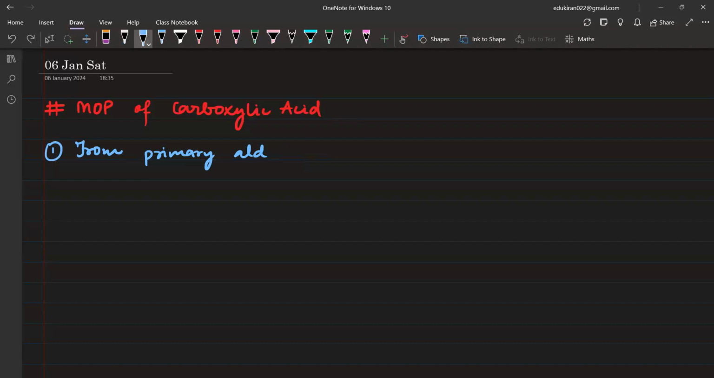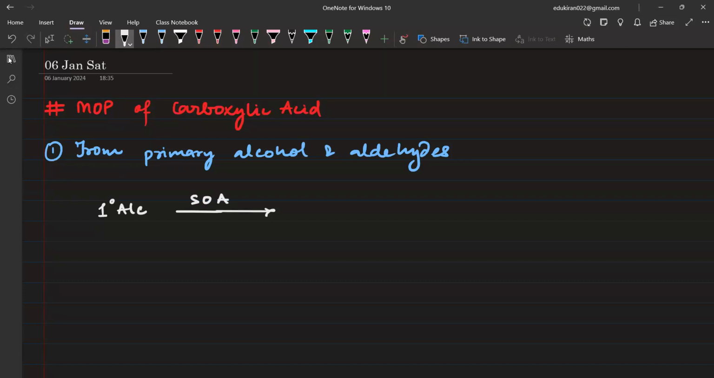Aldehyde नहीं, पहले alcohol लिख लीजिए, alcohol and aldehyde. Alcohol and aldehydes. Okay. So for this we will use oxidation. So we know that when you have 1 degree alcohol and you use any of this strong oxidizing agent, it turns into carboxylic acid. Carboxylic acid with the same number of carbon atoms.